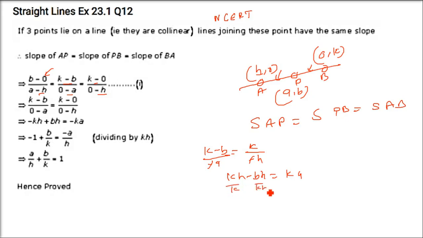So now you can divide both sides by kh. So you divide by kh and this is going to be 1, right? This is going to be 1 minus, h and h cancel, you get b by k. Here you get k and k cancel, a by h. You get a by h. Now you can take b by k on the other side. So what do you get? a by h plus b by k equals 1. And this is what was to be proved.